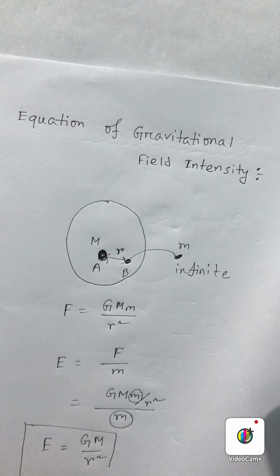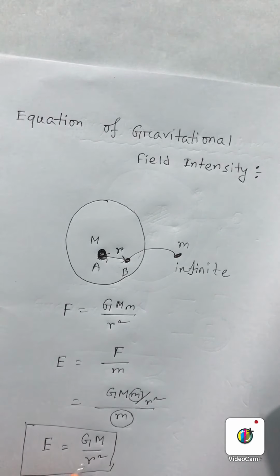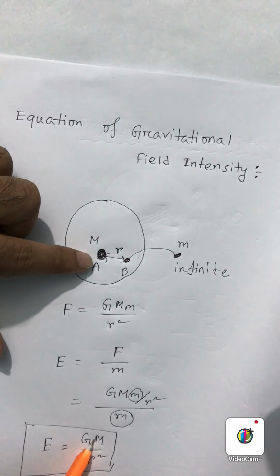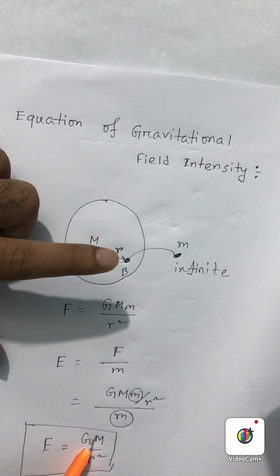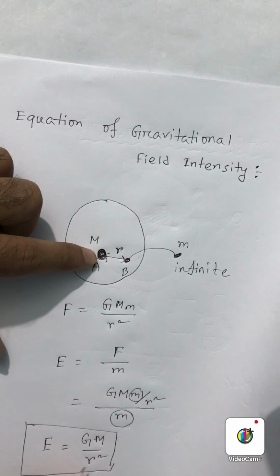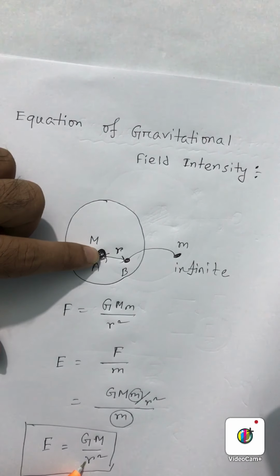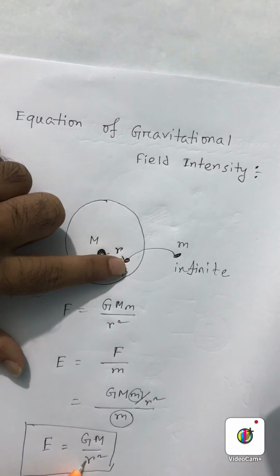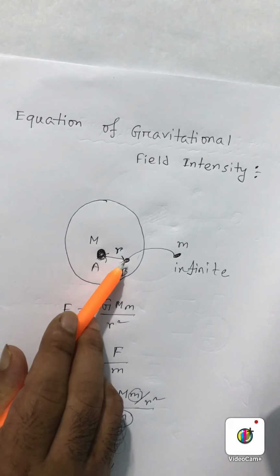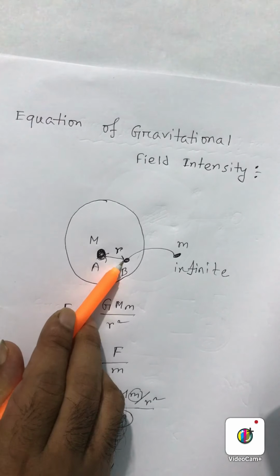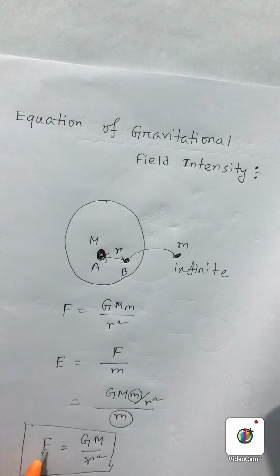So this is the equation of gravitational field intensity, where M is the mass of the object by which the gravitational field is created, and small r is the distance from the object at which point we calculate the gravitational field intensity, and E is the gravitational field intensity. So this is the equation of gravitational field intensity.